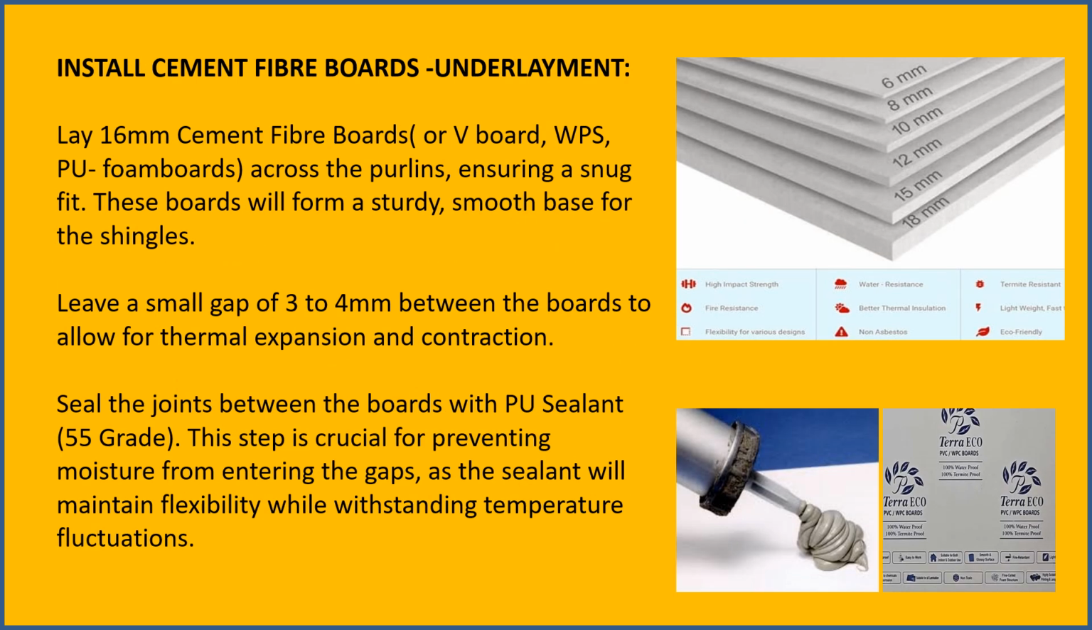Installing cement fiber boards for underlayment. Lay 16 mm cement fiber boards across the purlins, ensuring a snug fit. These boards will form a sturdy, smooth base for the shingles. Leave a small gap of 3 to 4 mm between the boards to allow for thermal expansion and contraction. Seal the joints between the boards with PU sealant.